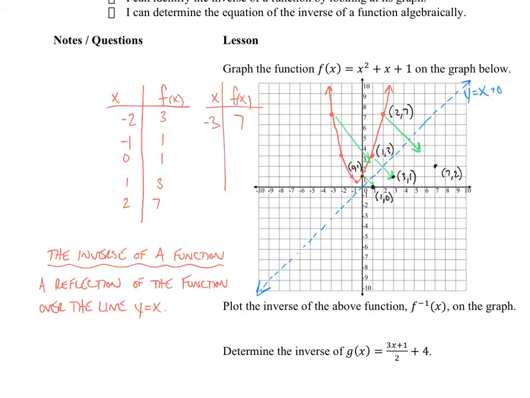And all of these points get reflected, and I end up mapping the path of this parabola. So my point that was (-0.5, 0.5) is now the point (0.5, -0.5), and I can keep plotting the rest of these points, and I end up with what looks like a parabola on its side. So that's what your reflected function looks like.